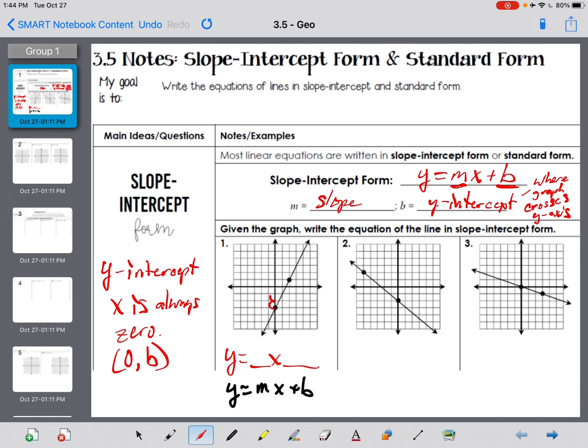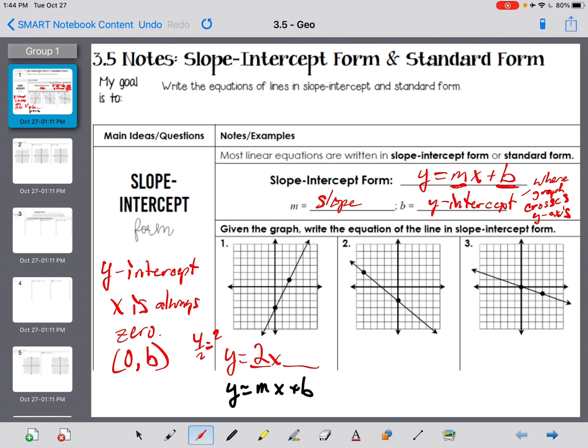Our slope is going upwards, so our slope is positive. We can count 1, 2, 3, 4 up, and 1, 2 over. So 4 up and 2 over is actually a slope of 2. And my y-intercept is right here.